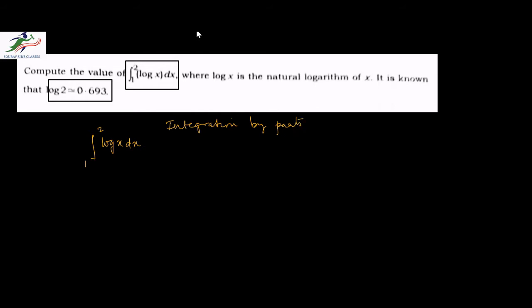Integration by parts, where we take dx as the integrable function and log x as the differentiable function. So we first integrate the integrable function, which means dx becomes x. We keep the differentiable function, which is log x, from 1 to 2, minus the integral from 1 to 2. We integrate the integrable function, which is x, and differentiate log x, which becomes 1 by x dx.